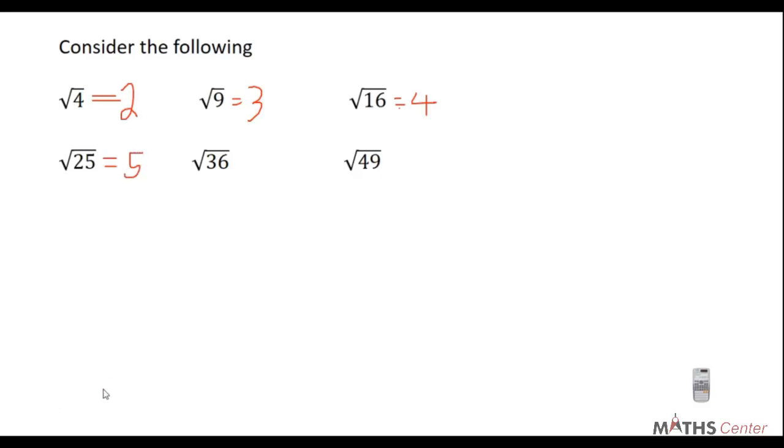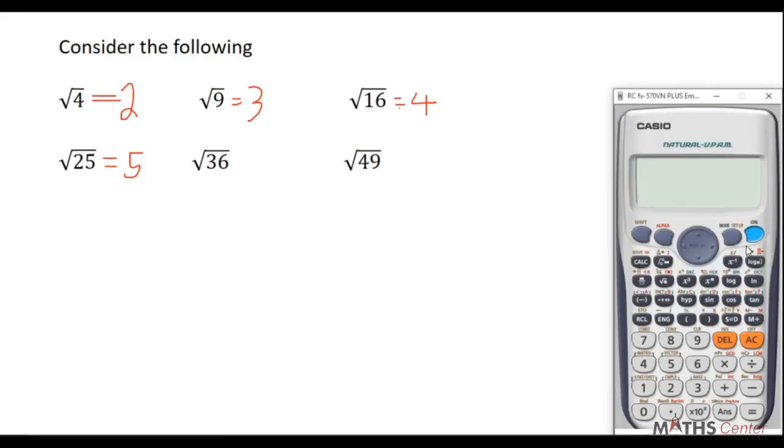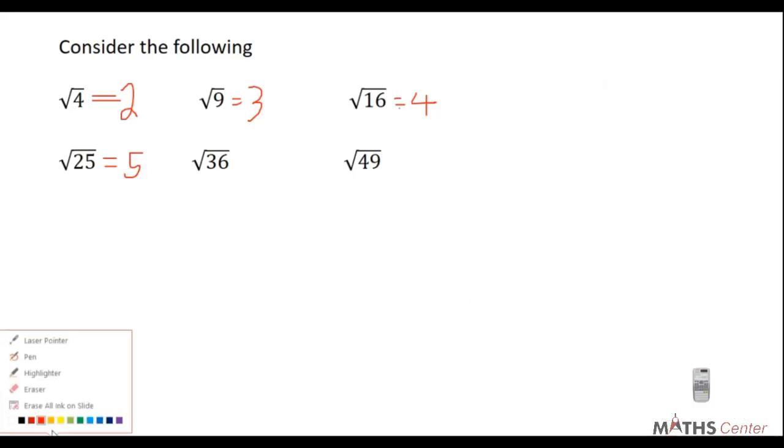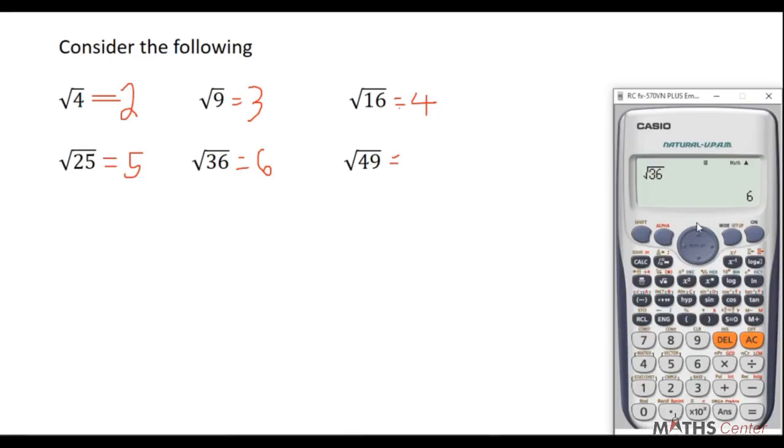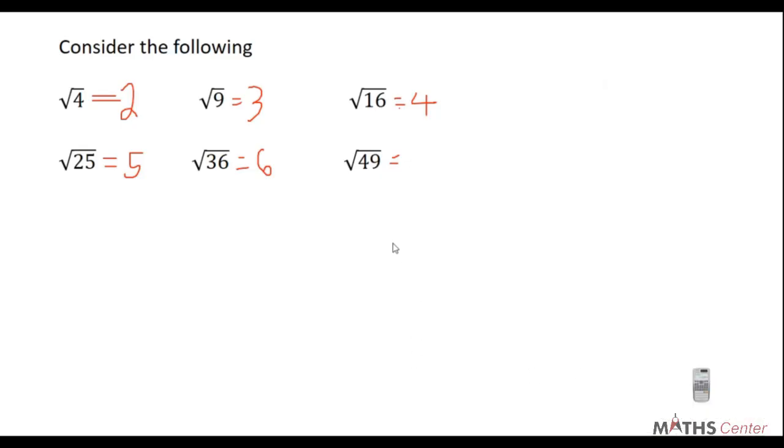Then we move on to the next one, square root of 36. So square root of 36, and we are getting 6. We pick the pen. Square root of 36 is giving us 6. Then we move on to the last one, which is square root of 49. So on our calculator, square root of 49 is giving us 7. So square root of 49 is also 7.